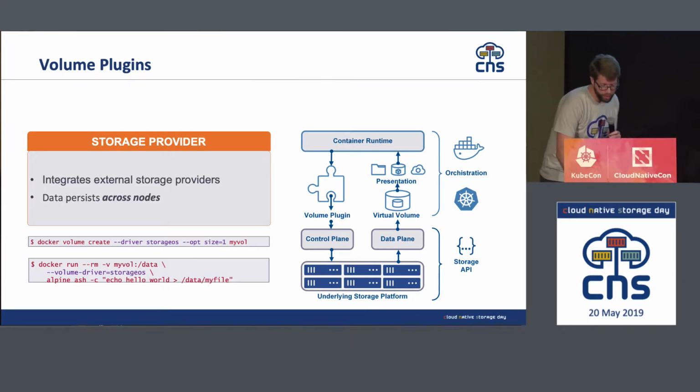And we have another example there where we're using a volume. We're specifying to use the StorageOS volume driver so that the backing data won't just be saved to the particular host or node that the container is running on. It's going to actually write it to the StorageOS cluster underneath it.